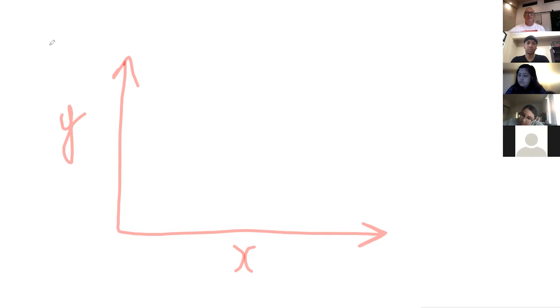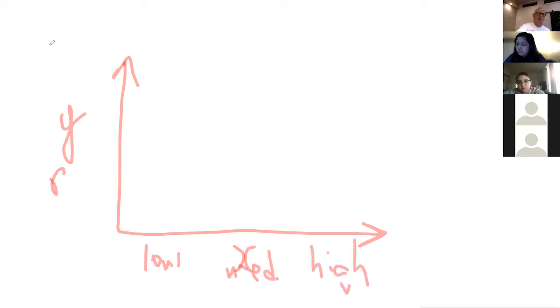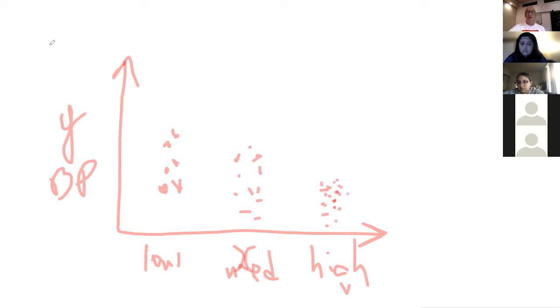So for instance, this would be my dosage here. I would have my low dose, my medium dose, and my high dose. And the Y would be the blood pressure. And so basically then I would get data that looked something like this. Because these are people and not lab animals, there's all kinds of scatter, and we're going to talk about that in a minute as well. So I'd get data that looks something like this.